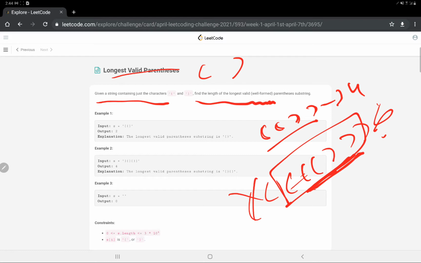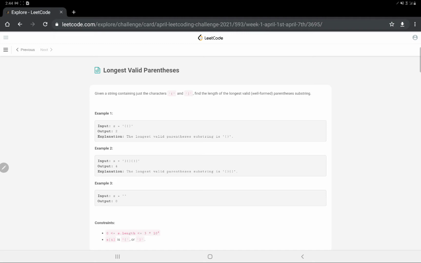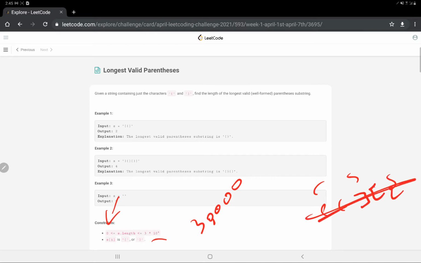Now let's see the constraints that are given to us. The length of the string given to us could be up to 3 into 10 to the power 4, so it could be a length of 30,000, and 0 could be there, so we have to give a check for that as well. If it's 0, what we have to return? Because in the question it's mentioned that the length could be from 0 as well. And it would only contain these two types of parentheses, not other types. So yeah, I hope the question is clear to everyone.